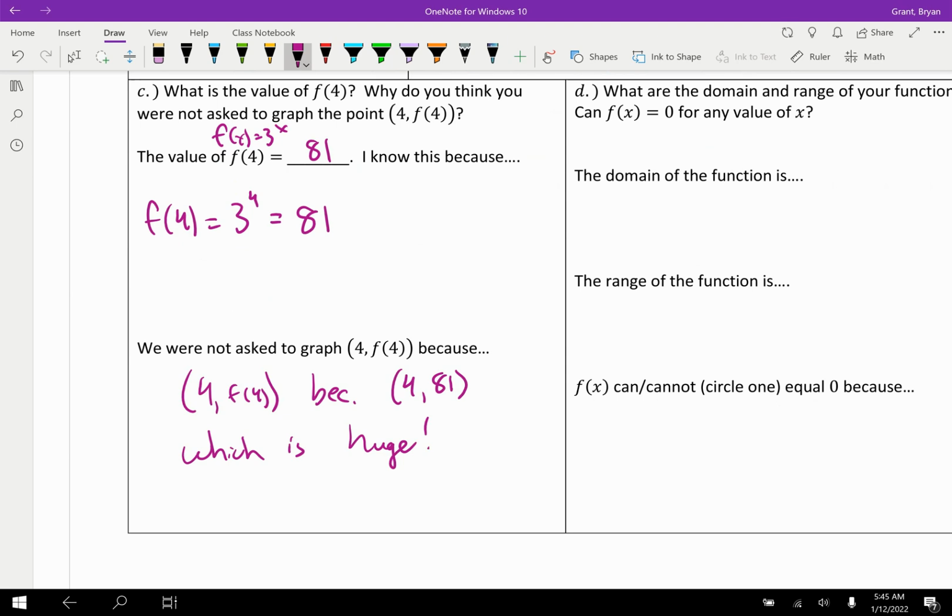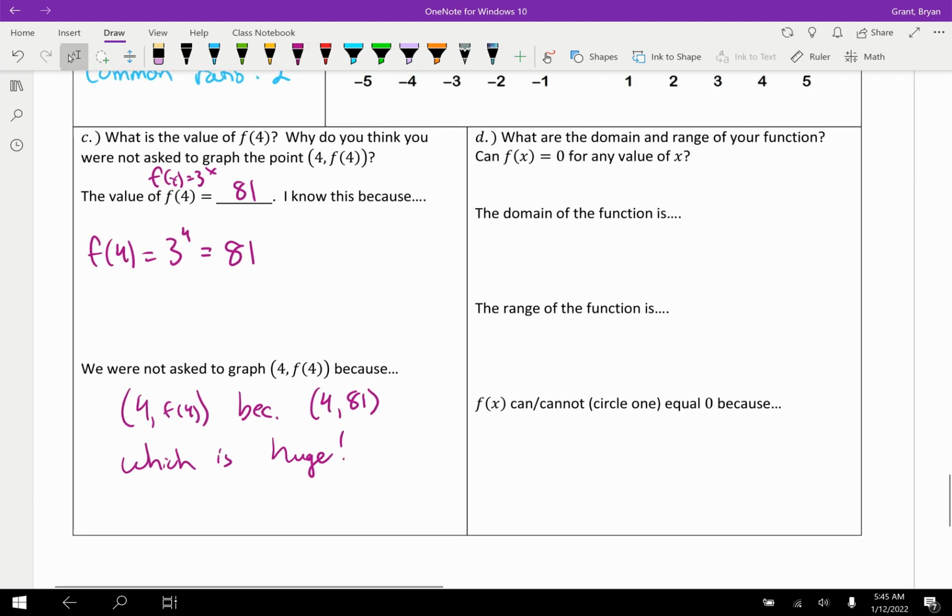Now, when you do your independent practice, your homework for tonight, and if you would like to go out that far, you can. You can totally make a graph that goes up to 81 or 243, that's 3 to the 5th, or anything like that, but I just didn't want to. All right, here we go.